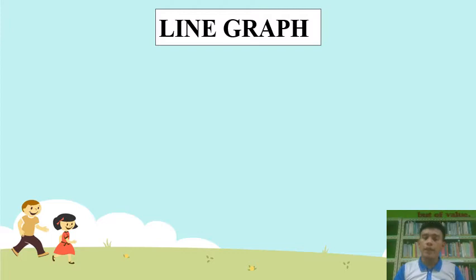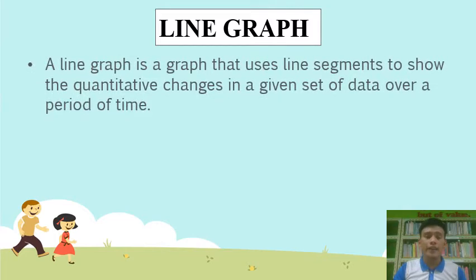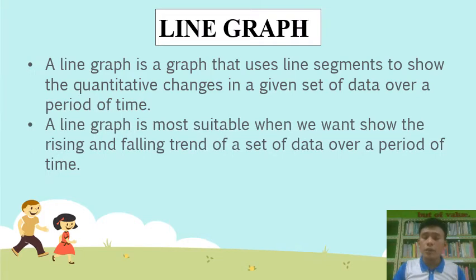Let's go on to another type of graph. That will be the line graph. When we say line graph, it's a graph that uses line segments to show the quantitative changes in a given set of data over a period of time. That's the use of a line graph. A line graph is most suitable when we want to show the rising and falling trend. So with a line graph, we can picture out if the result is going up or going down.